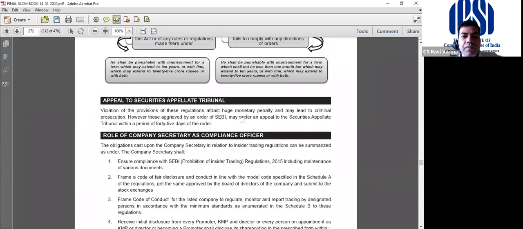The remaining penalty provisions you can read. Again, if you are not happy with the SEBI decision, say for example SEBI has fined you with a penalty, go to the SAT. If you are not happy with the SAT, you will go to the court.